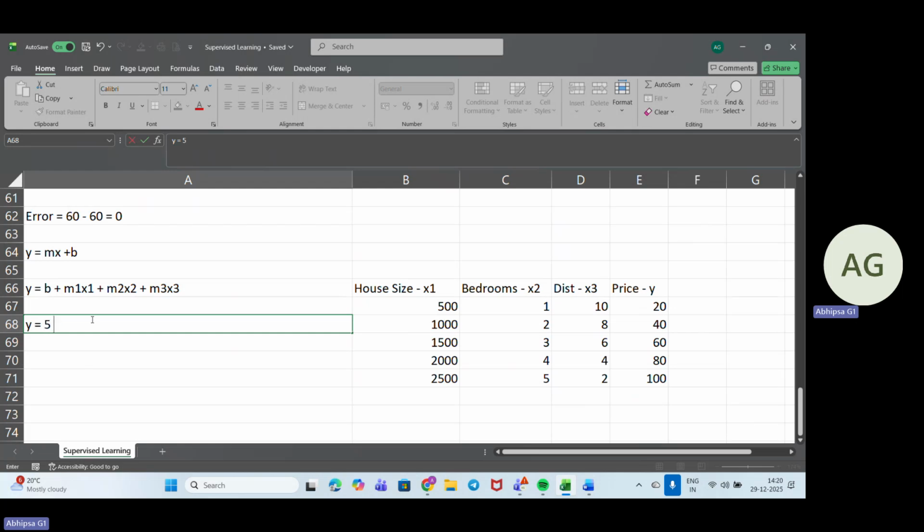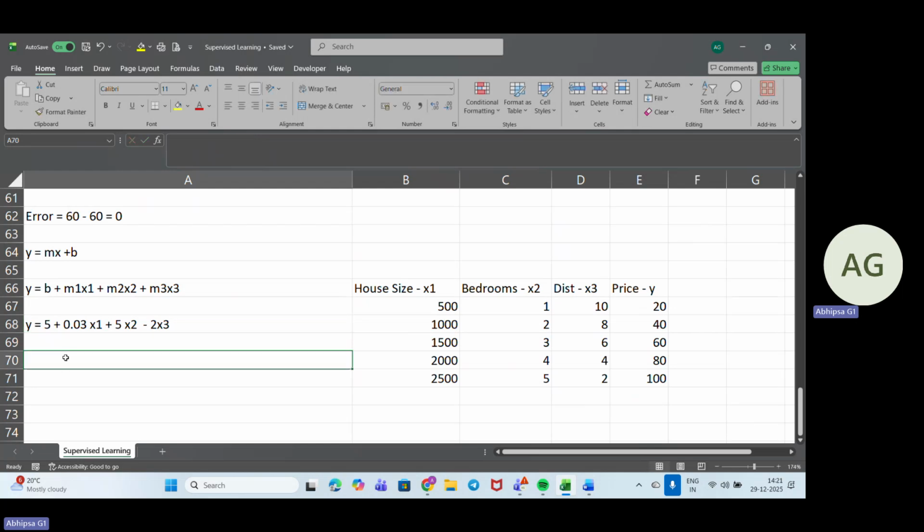Suppose the value of b is 5, the value of m1 is 0.03x1 plus suppose 5x2 you are getting, plus or minus 2x3. Okay, so this is the equation. After training, the model actually finds this equation. So after this part is done, we need to predict the new house.